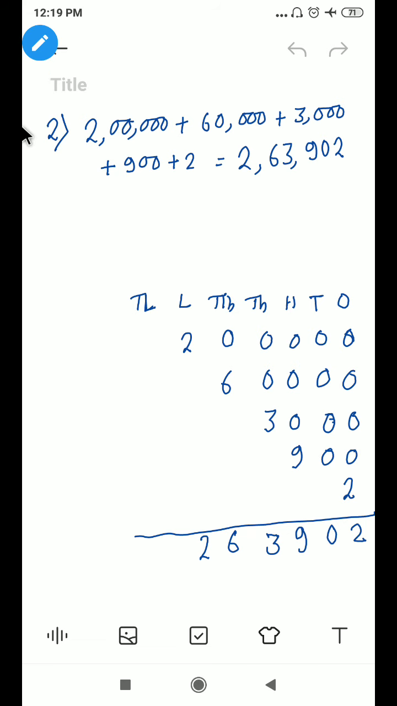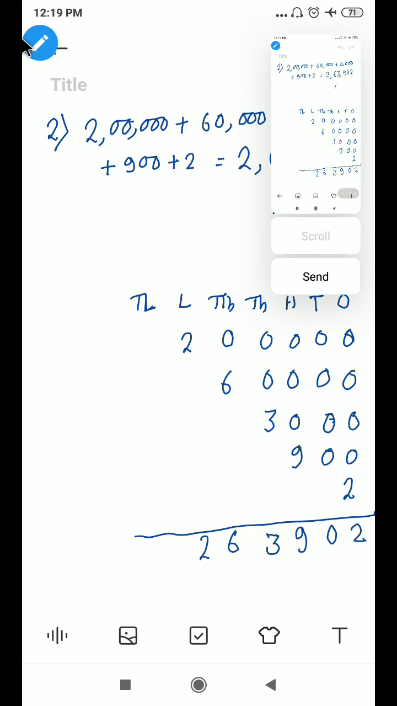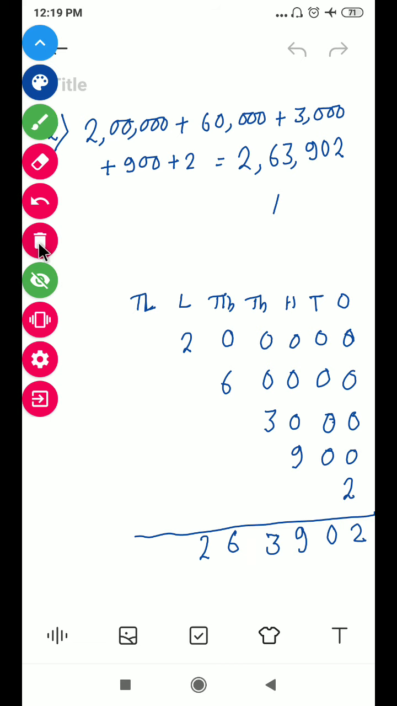Now let's see another example. Question number C. In question number C, there is given 3 lakh plus 80,000 plus 70 plus 5. Now go to the similar procedure.